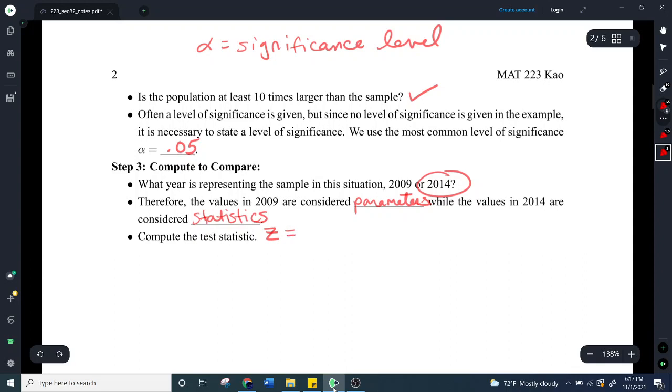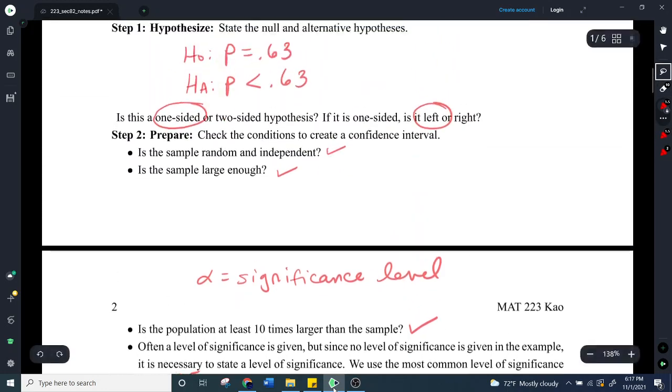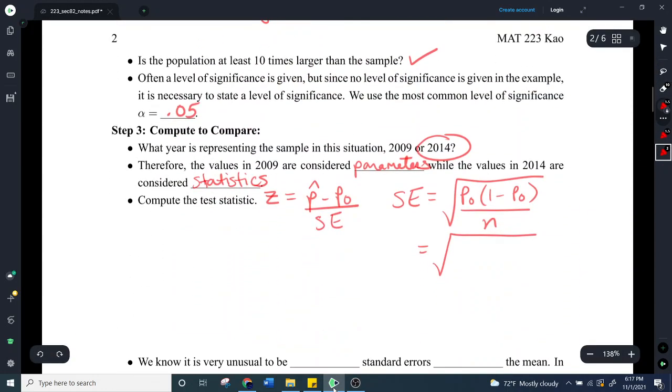And so if you'll recall, the z-score formula we used was p hat minus p naught divided by the standard error. Before I get too involved here, I need to compute the standard error. So remember the standard error, we're going to use p naught times 1 minus p naught divided by n all under the radical. So that's going to give us a p naught value. So our p naught value is what went with our hypothesis, and that would be 63%.